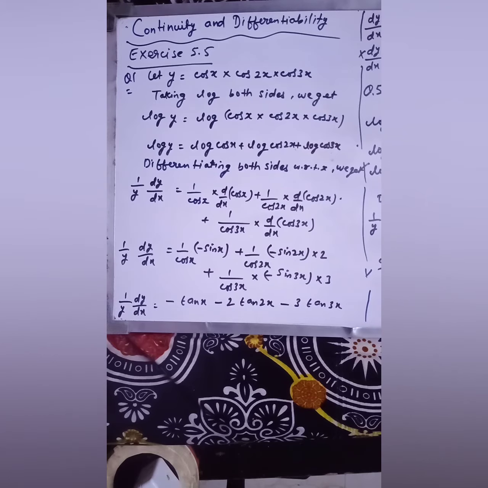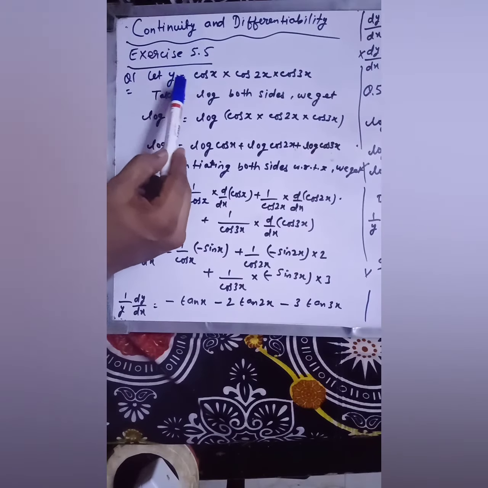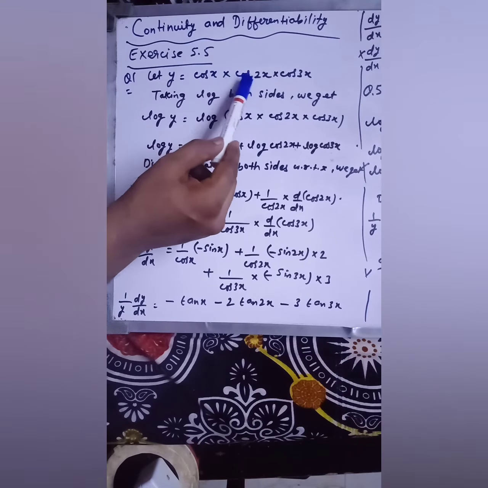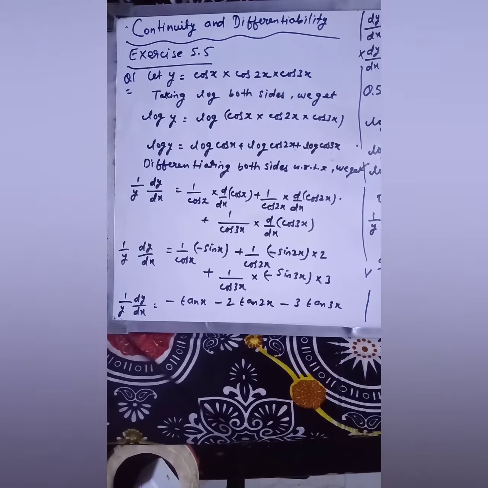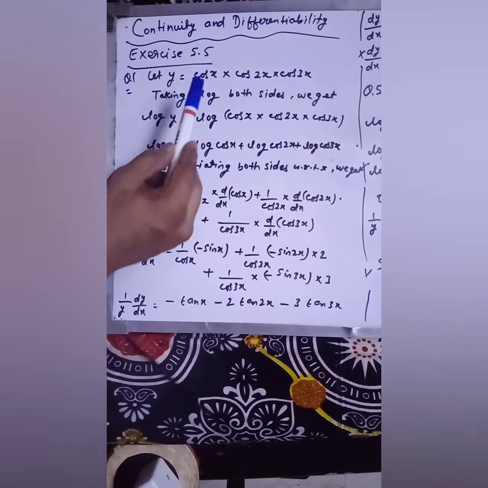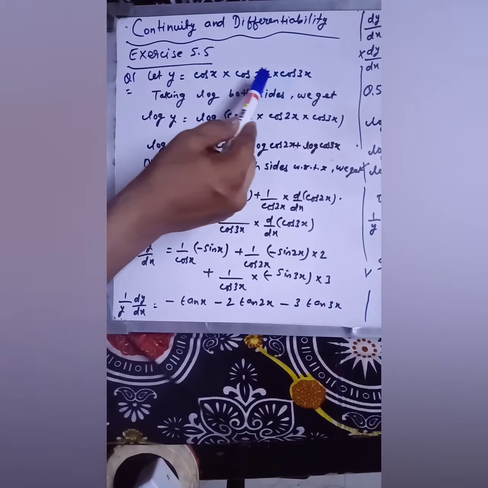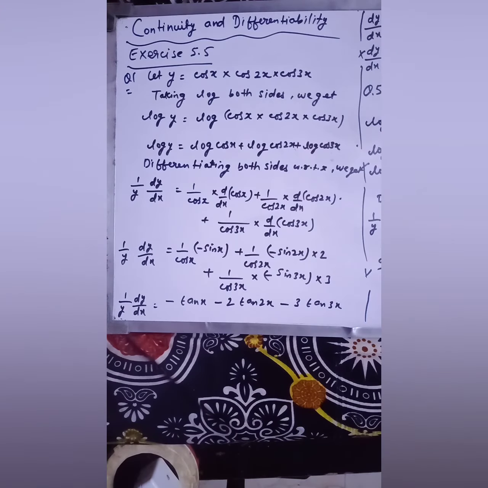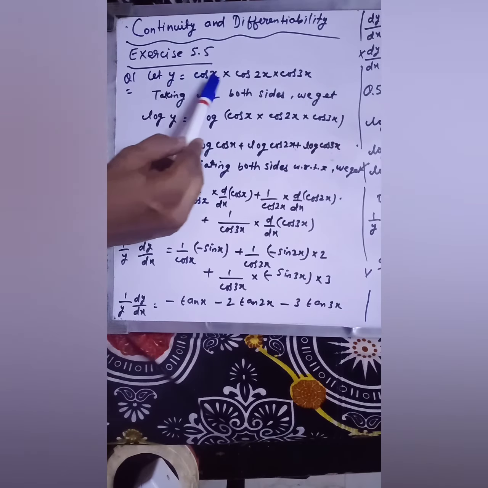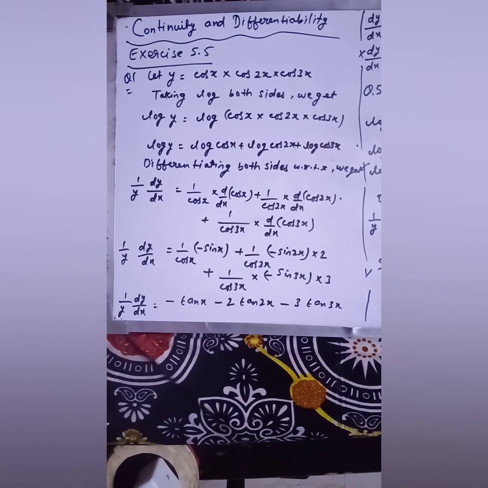Here, cos x into cos 2x into cos 3x is given to us, and we have to find the derivative of all three terms. In the first step, we are assuming that this is equal to y. So we write, let y equal to this whole expression which is given to us.